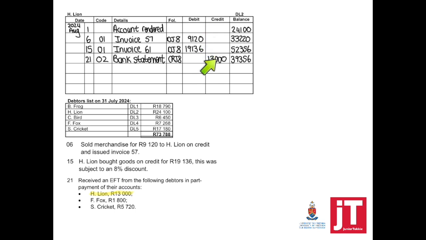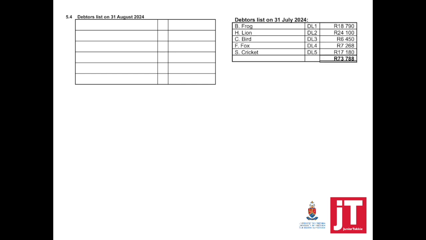It will always appear on the credit side. So now you've seen that they've asked you to only complete those 2 ledger accounts. But what about the rest now? And this is in the debtors list, how we approach this now. I can't leave out Seabird, Fox, and Cricket.